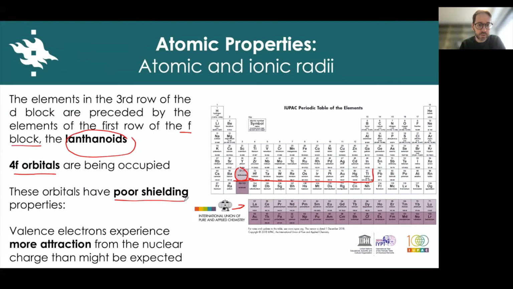shielding properties. Therefore, they are not very effective at shielding the outermost electrons in these elements, which means that the valence electrons experience much more attraction from the nuclear charge than would be expected. And because they experience this larger attraction, the size is reduced. So the element becomes more contracted.